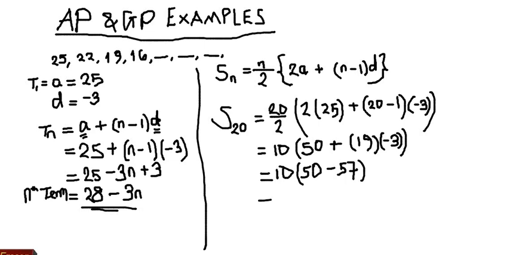Which means inside the brackets we have 50 minus 57, which is minus 7, so that our final answer is 10 times negative 7, which is negative 70. That will be the sum of the first 20 terms in that progression.